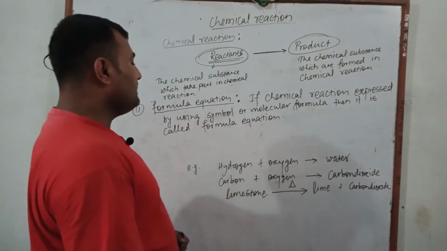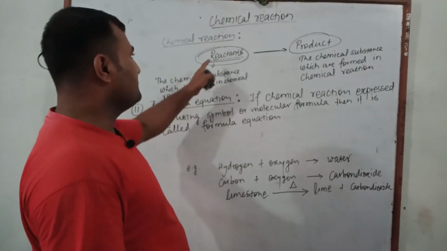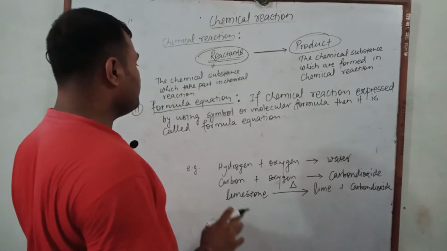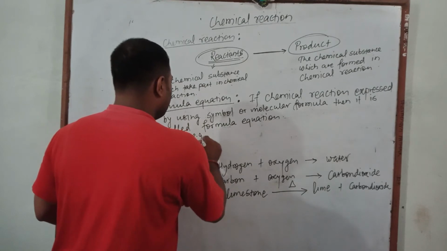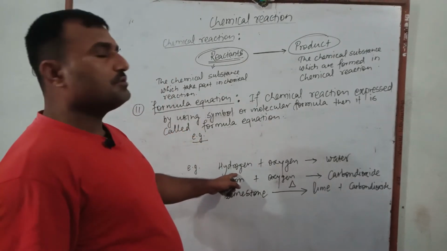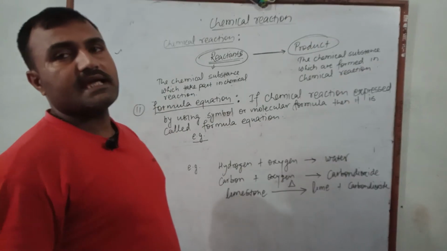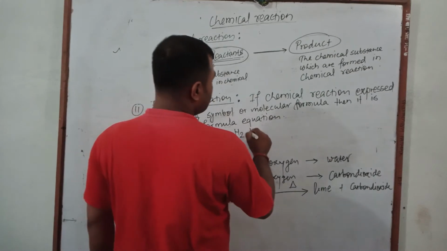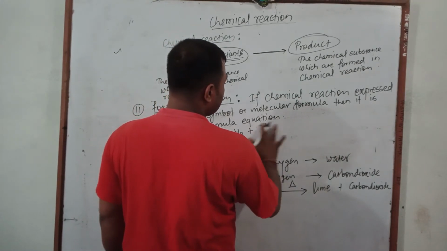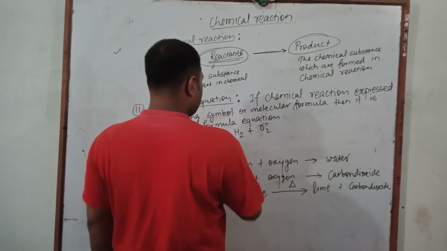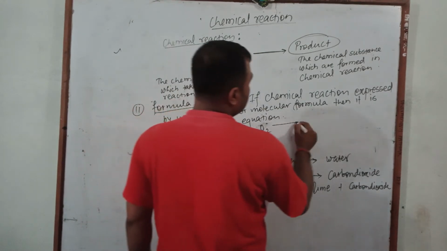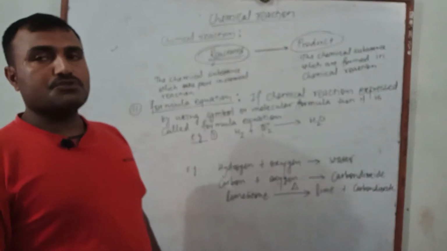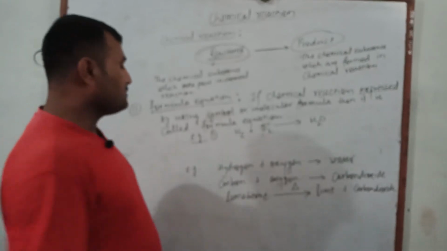Listen, in any formula equation, the same reactants and products are found, but instead of words here we write symbols or molecular formulas. Here hydrogen is an elemental gas, a diatomic gas, and therefore we write H2. Oxygen is an elemental diatomic gas and it is represented by O2. The hydrogen plus oxygen gives water. Water is represented by H2O. Molecular formula of water is H2O.